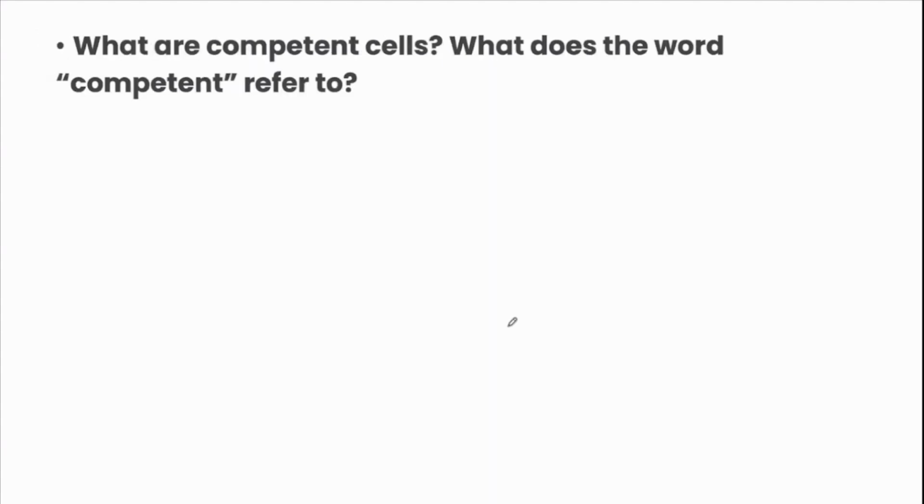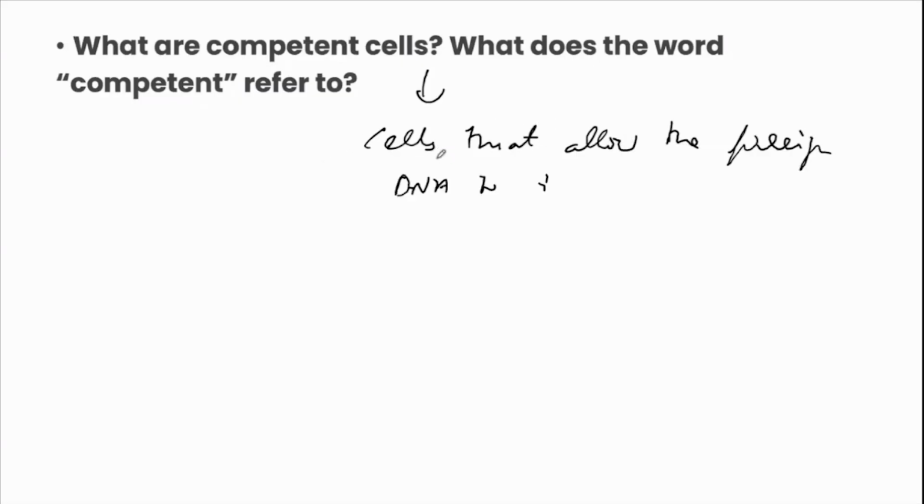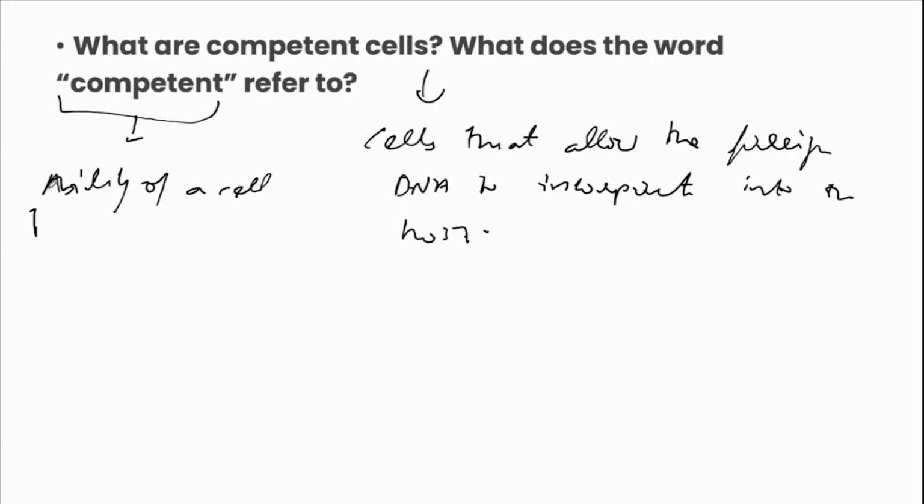Moving on, what are competent cells? What does the word competent mean? This is what we just learned about 20 minutes before. Competent cells are cells that allow the foreign DNA to incorporate into the host. They are basically cells that take up the DNA, or allow the foreign DNA to incorporate into them. Now, what does the word competent mean? It is basically the ability of a cell to take in the DNA.